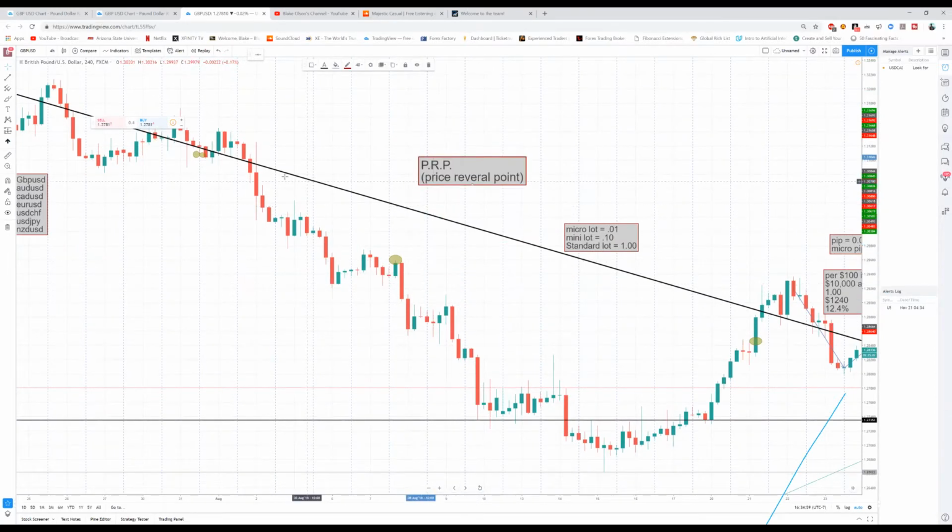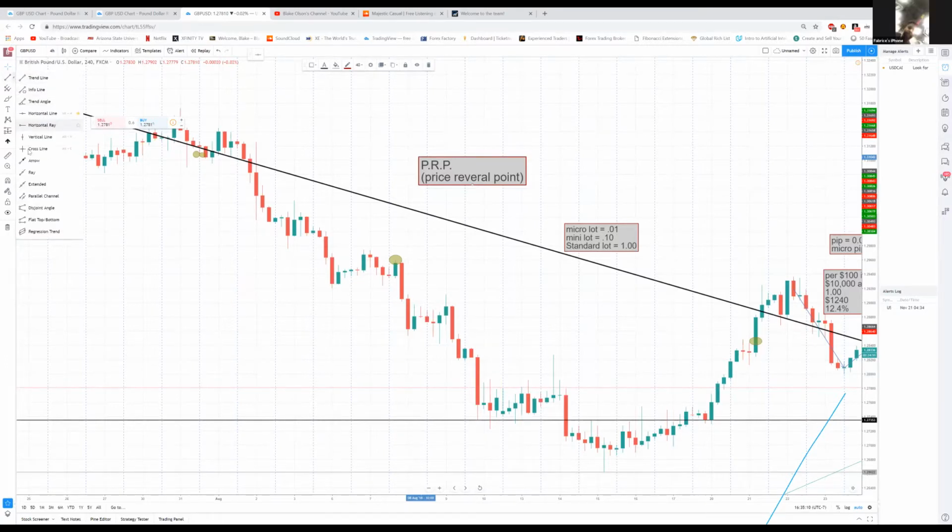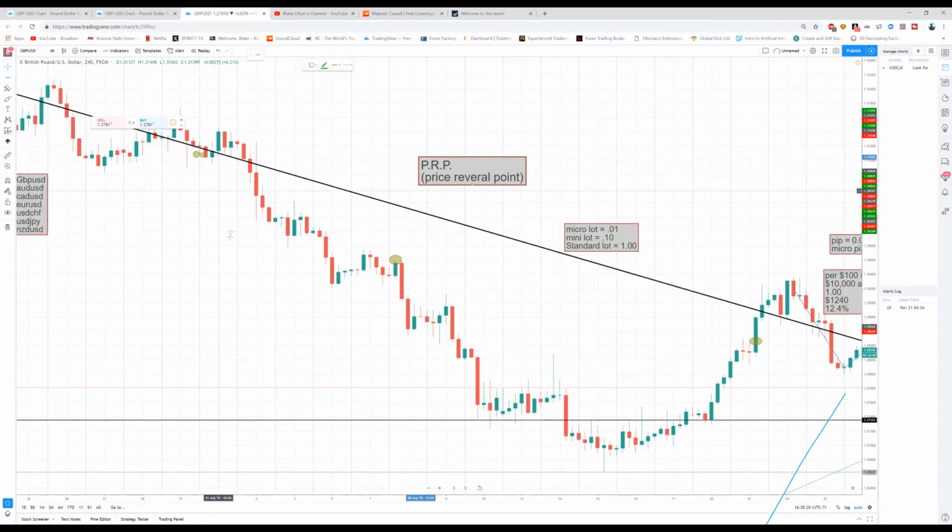Well, it's essentially a horizontal line, which you find on the left-hand side. You click on that little arrow where there's the trend line tool to expand it, and then you move your mouse down to the one that says horizontal line, and you can also press Alt-H if you're into keyboard shortcuts.